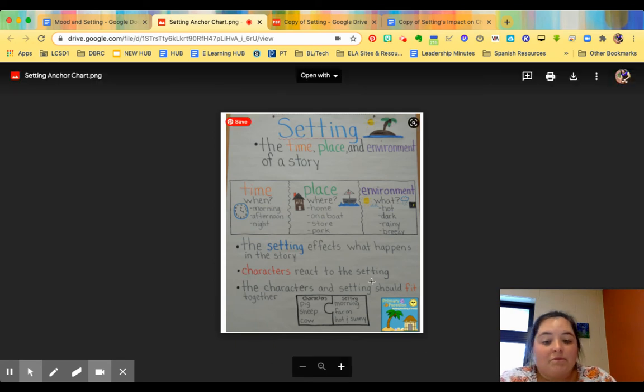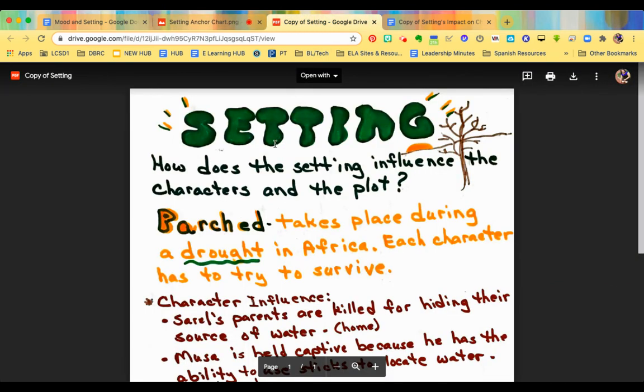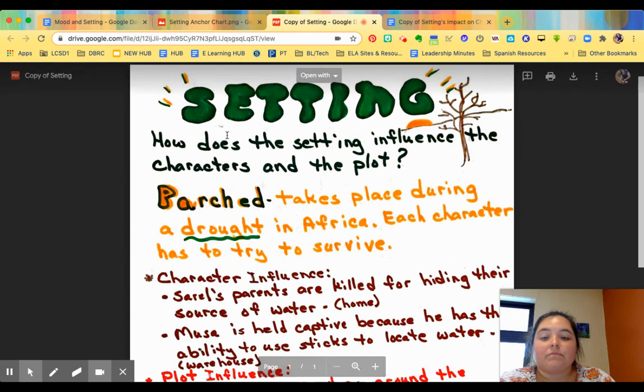And so then at the bottom, you see that the characters and the settings should fit together, right? So if I have a pig, a sheep, and a cow, it might make sense if I'm at a farm or if I'm at a petting zoo or something like that. If I have a pig, a sheep, and a cow, I probably don't want to be in downtown in the middle of the city, right? Chaos could be happening if these animals are out on the road. Okay, so think about where you are and how important it is.